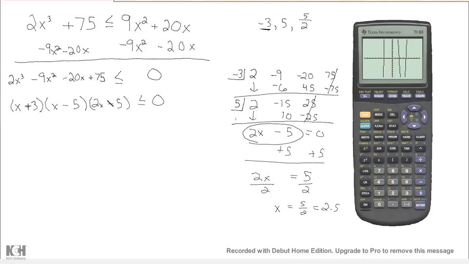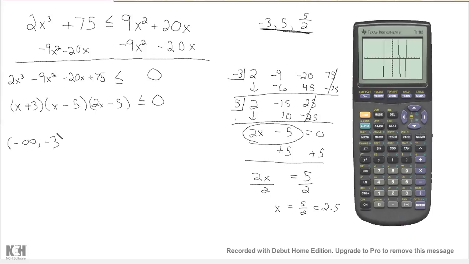So now I'm going to use these zeros to create intervals. I always start at -infinity, go to the next number, the smallest number on my list, which would be -3, or the first place where it crosses here. From left to right, the first place it crosses is -3.